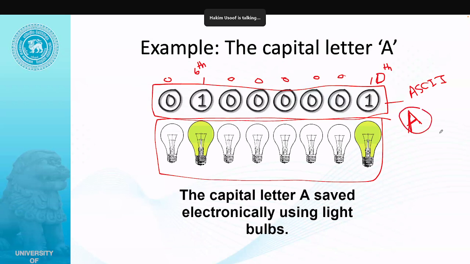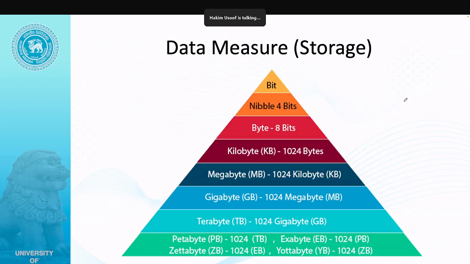A is the data, but inside a computer, it's stored like this. Okay, so now you need to understand how data is measured, because we always talk about megabyte, kilobyte, gigabyte, terabyte, and we use these words interchangeably. What is this? I told you the smallest measuring unit is a bit. It's just a 1 or a 0. There is nothing in between.